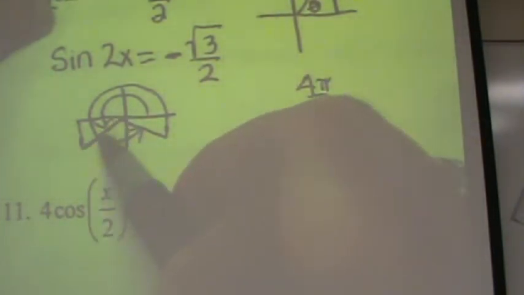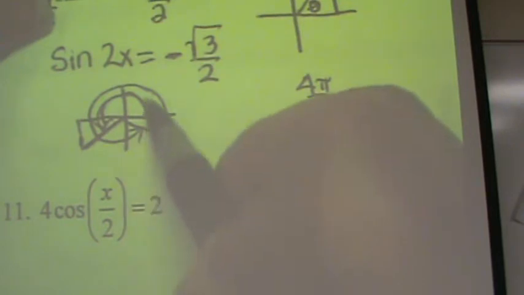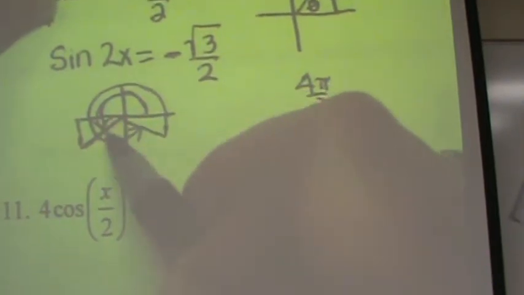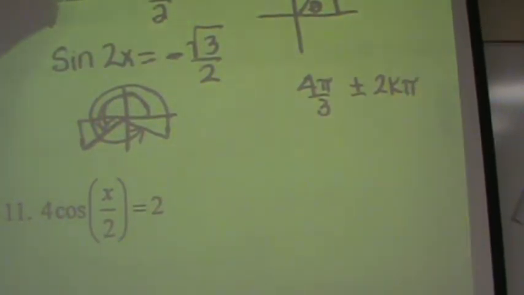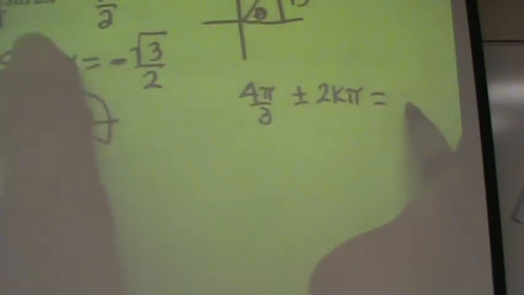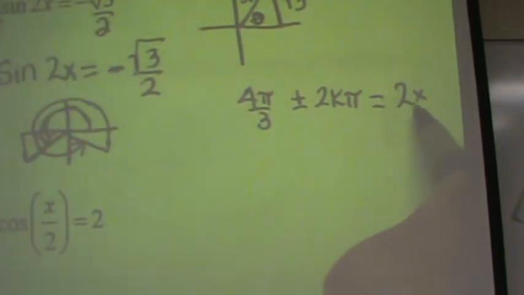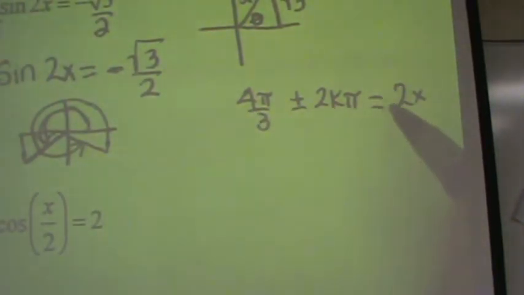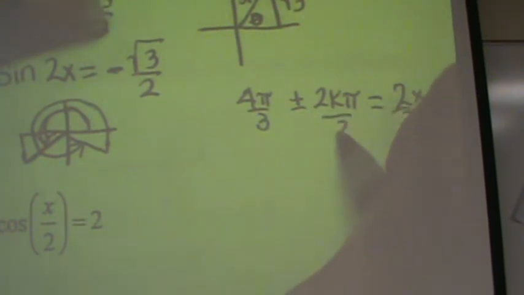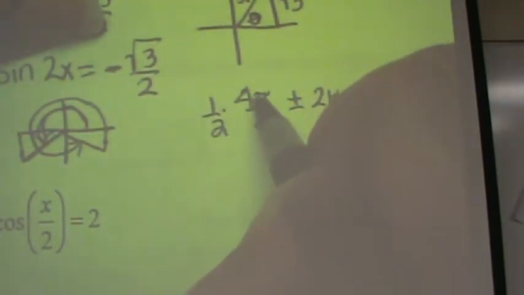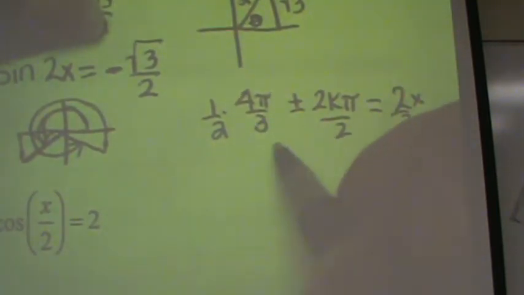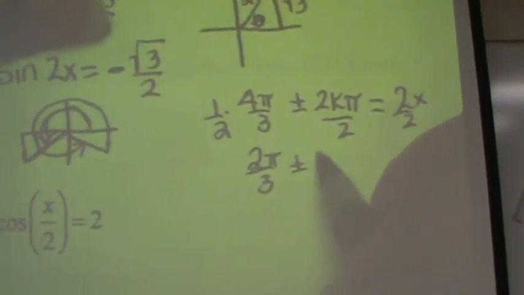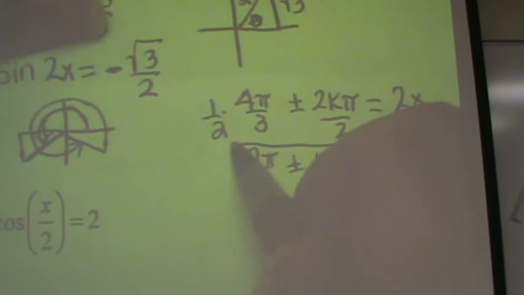Now, see this answer? It's gonna happen here, it's gonna happen again, and again. So we're adding and subtracting multiples of 2k pi to that. You're gonna set this equal to what? 2x. Divide by 2, or multiply by half. So it's 4 pi over 6, or you could reduce it to 2 pi over 3. So 2 pi over 3 plus or minus k pi, that is one of your answers.